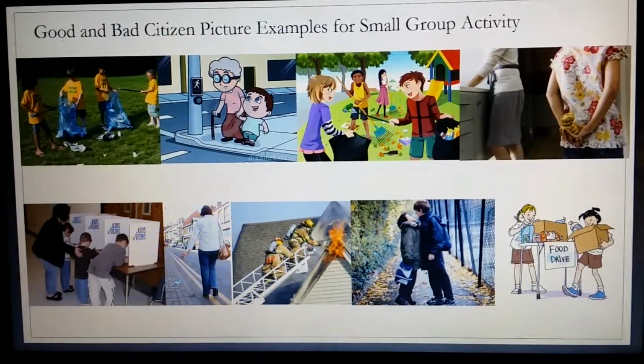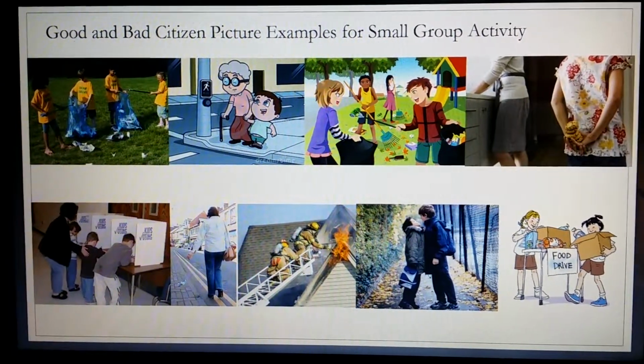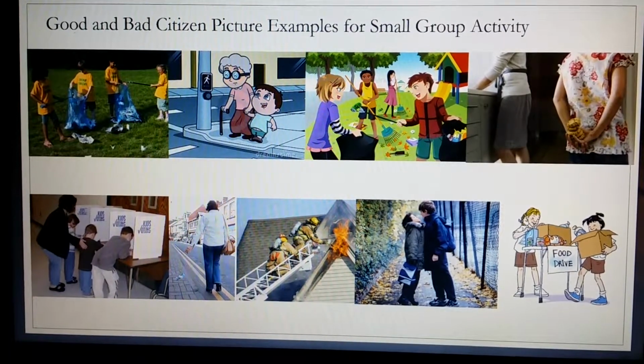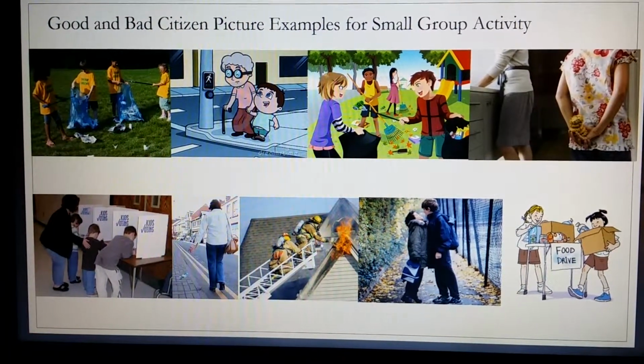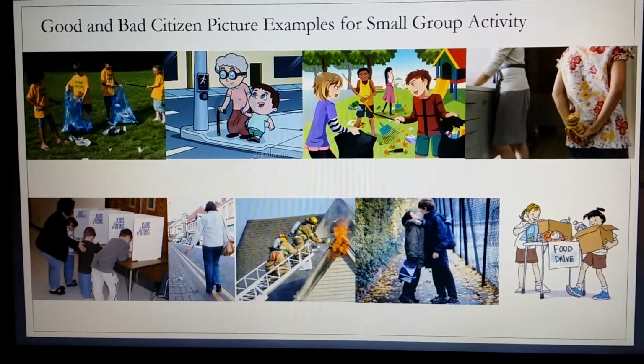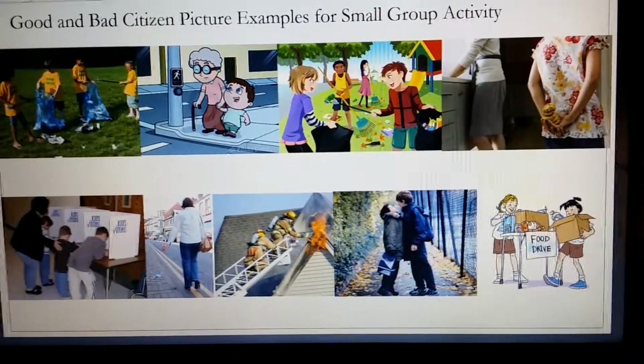This is an example of what I mean when I say good citizen, bad citizen picture activity. As you can see, there's examples of both good citizens and bad citizens in these pictures. These are just a few of the pictures that the children will be sorting into groups.